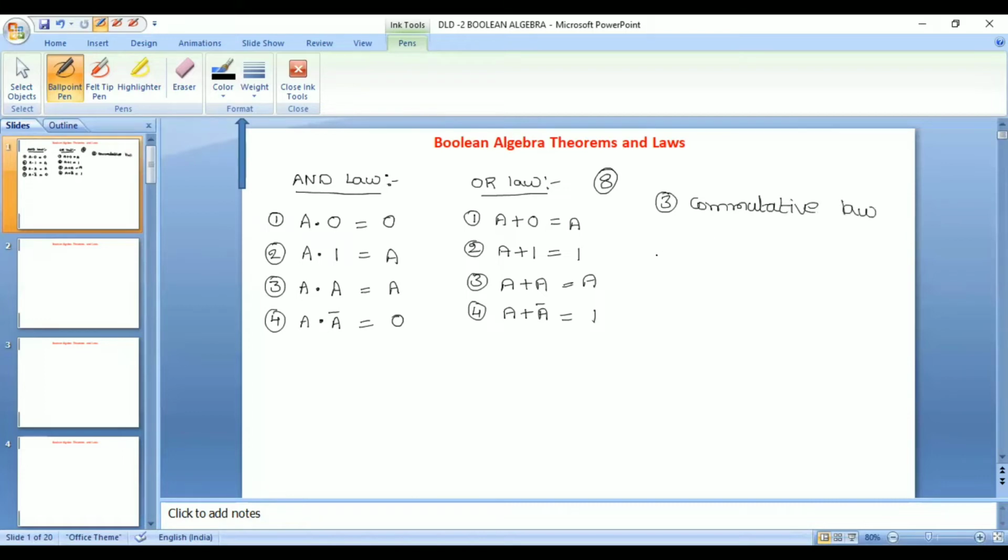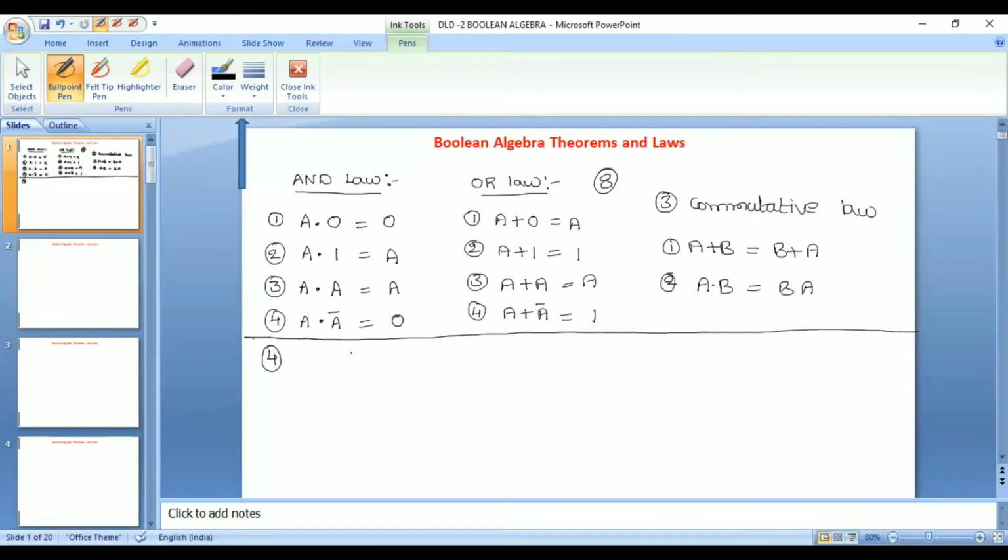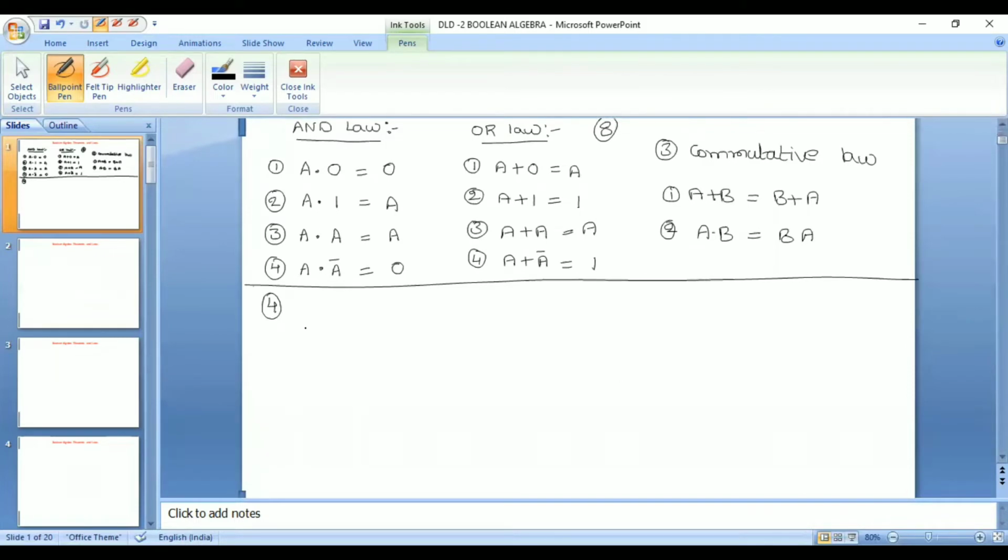So in this commutative law, the first one is A plus B, which is equal to B plus A. The next one, in the same commutative law, A into B, which is equal to B into A. Next, coming to the fourth one, distributive law, a very important property in these entire theorems and laws.